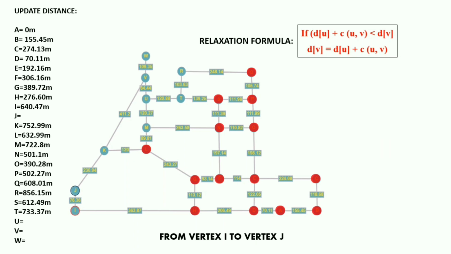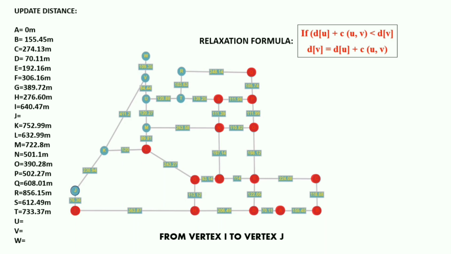So for now, if we find the shortest path among 722.8 meter, 752.99 meter, 640.47 meter, 733.37 meter, 856.15 meter, and infinite for all other remaining vertex, the shortest path is 640.47 meter. So we pick vertex I. The vertex connected to vertex I is vertex J, but not vertex H because we already visit vertex H. We perform relaxation to the connected vertex.